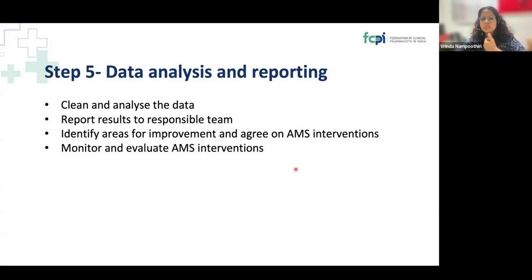The fifth step is data analysis and reporting. Once you have done your PPS, you clean and analyze the data, you report the results to the responsible clinical teams, you identify areas for improvement and agree on AMS interventions, and then you monitor and evaluate these AMS interventions. When you are reporting the findings to the clinical teams, there are certain things that you need to be mindful about.